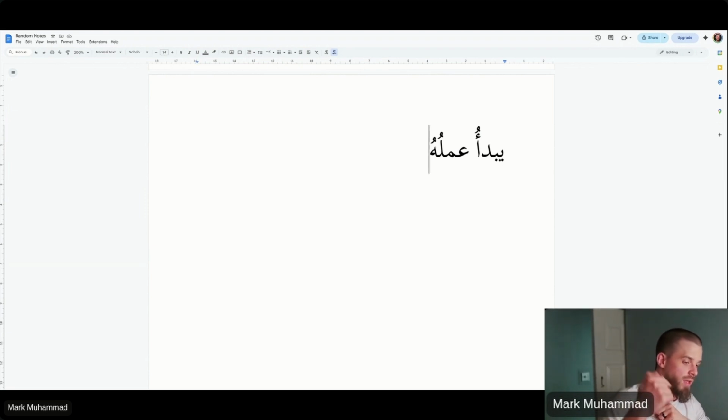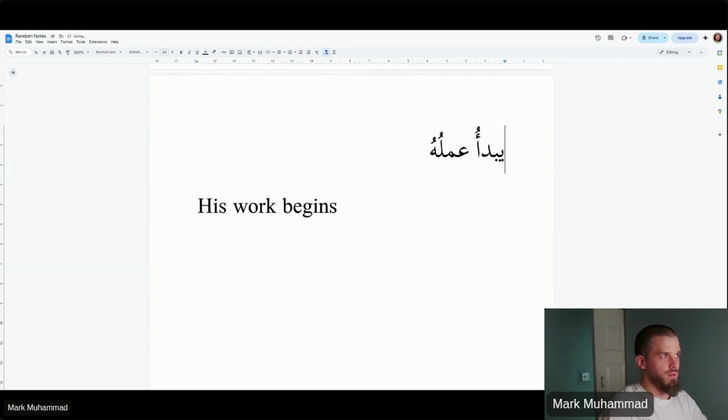That translates as he begins his work. Okay, what does this translate as? If you have a dhamma, and let's just say he was correct, then this is what he means. So then the word amal, if it has a dhamma and there's a verb, is it the object or the doer? عمل becomes a doer. Yeah. So what's the translation then? It can't be he begins, because he's the doer. The work begins. No, his work begins. His work begins. Okay. So yabda'u amaluhu.